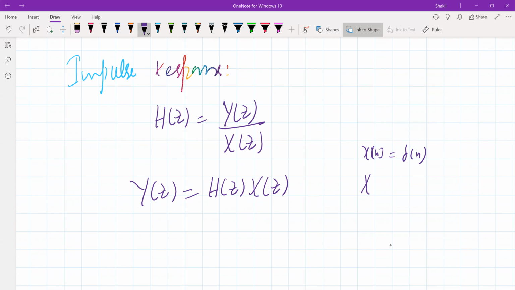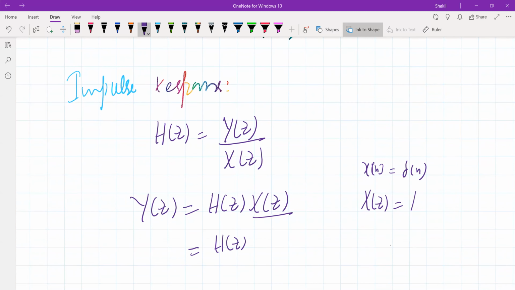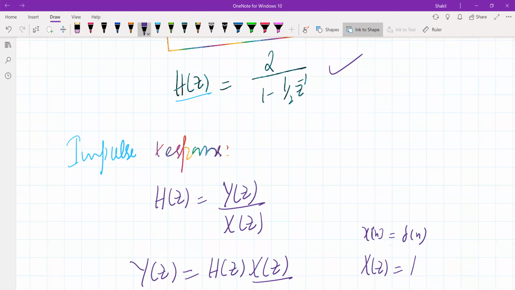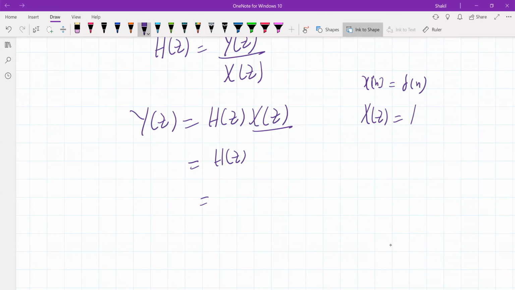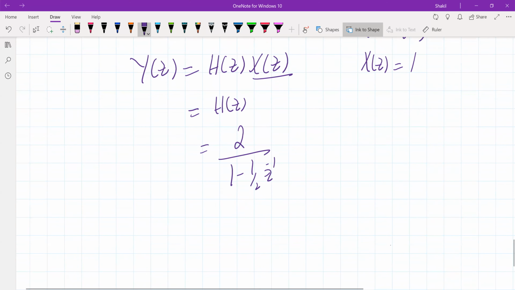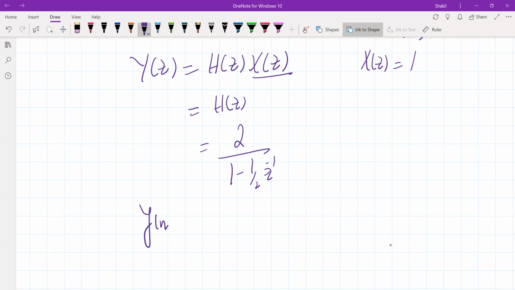So what's the z transform of x[n]? Delta[n] gives 1. We already computed this. Multiplying it with 1, it will be H(z). That's why I said take the inverse z transform of this directly. So this will be 1 by 2 inverse, and taking the inverse z transform of this, we have (1/2)^n u[n].